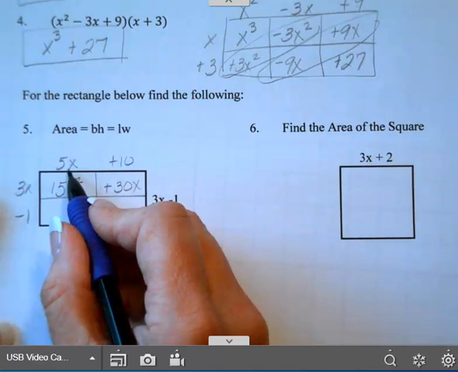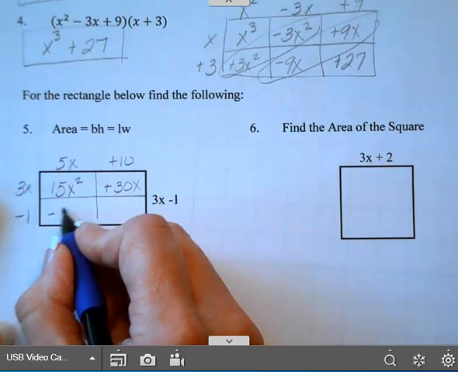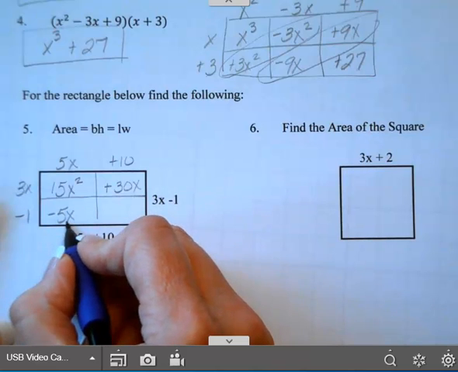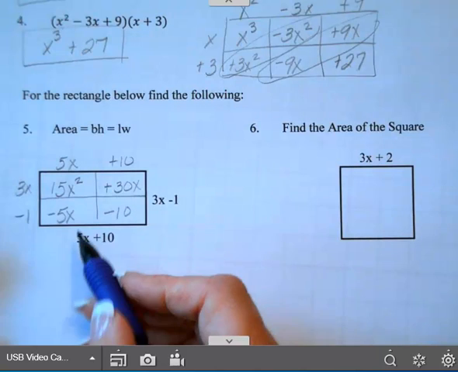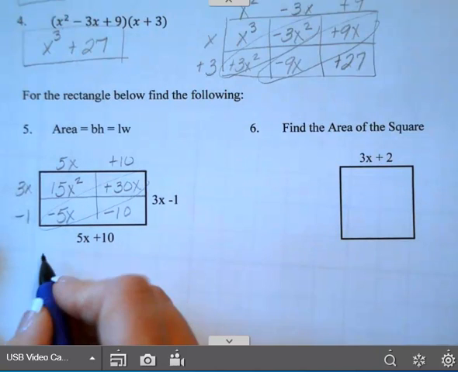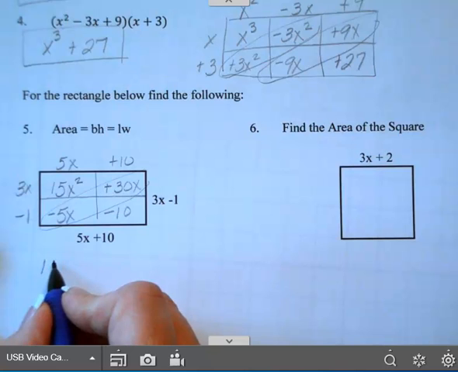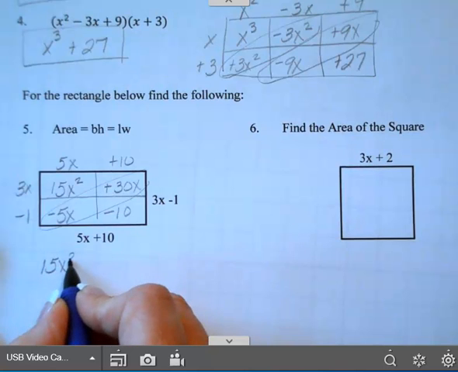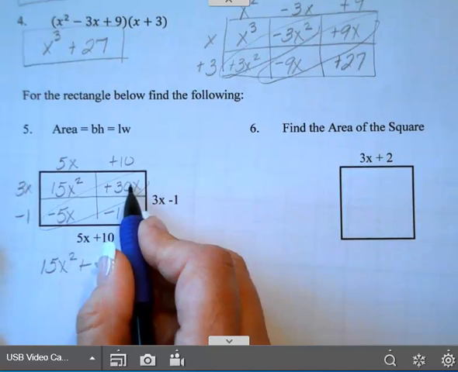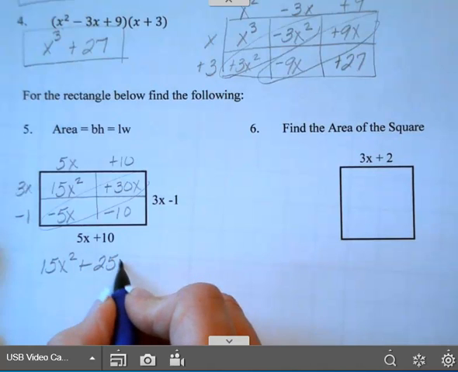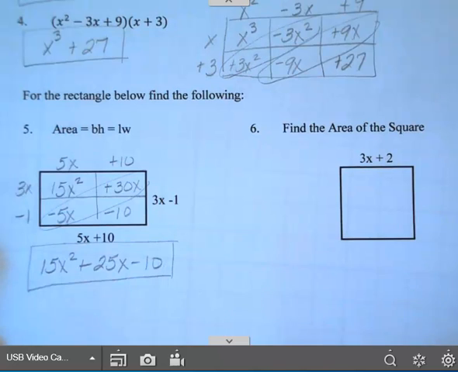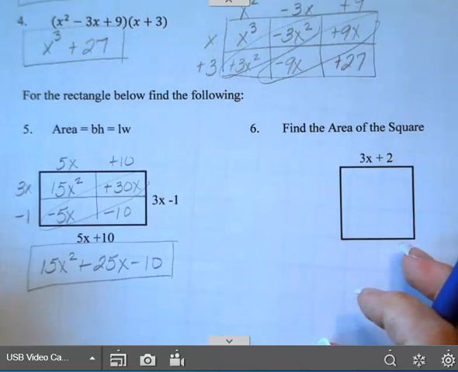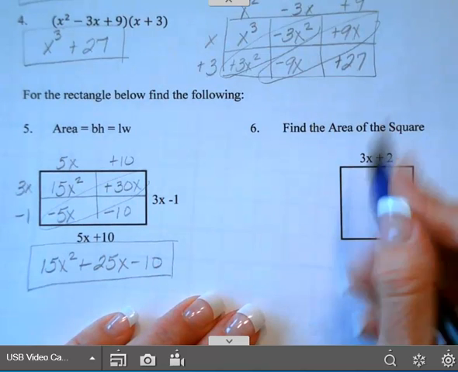Next row, negative 1 times 5x is negative 5x. And then this next one is minus 10. Combine your like terms, they're on this diagonal. And your answer for this is 15x squared plus 25x minus 10. You could just use FOIL if you want to multiply those as well. The box is just an organized way to do FOIL.